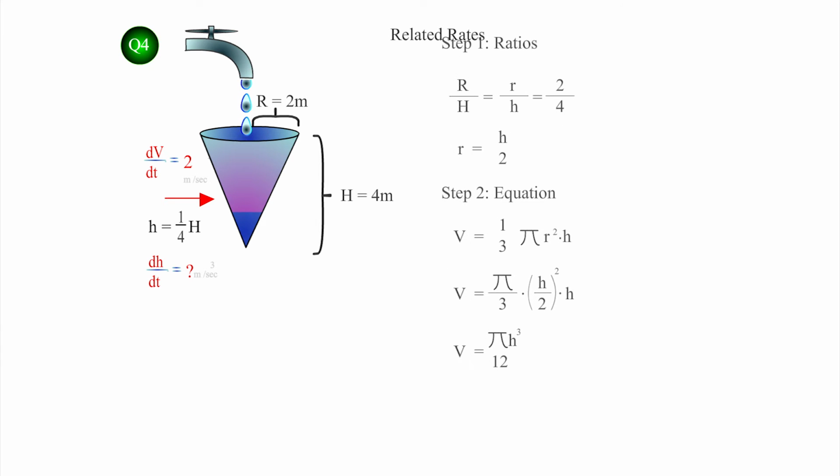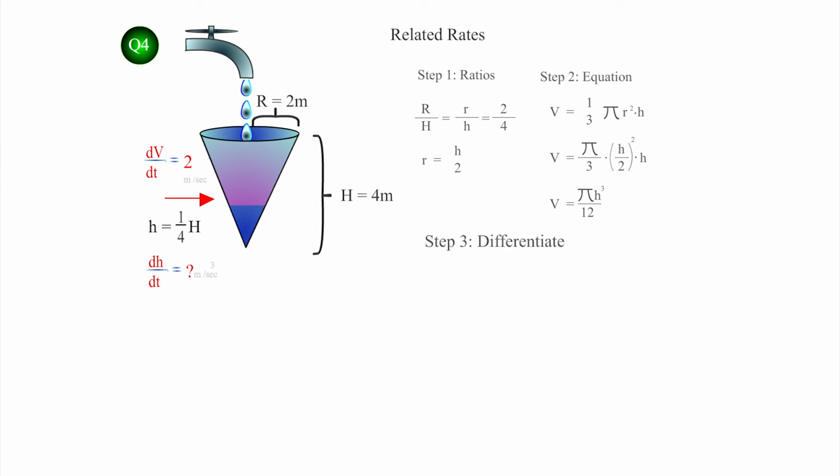The second part of the problem is to find the derivative of the equation. The derivative of volume with respect to time is equal to 3/12 pi h squared times dh over dt. According to the question, an inverted cone container with radius 2 meters and height 4 meters is filled with water at the rate of dV over dt equals 2 meters per second, so the derivative of volume with respect to time is 2. By calculating, we get the derivative of height with respect to time is equal to pi over 8.